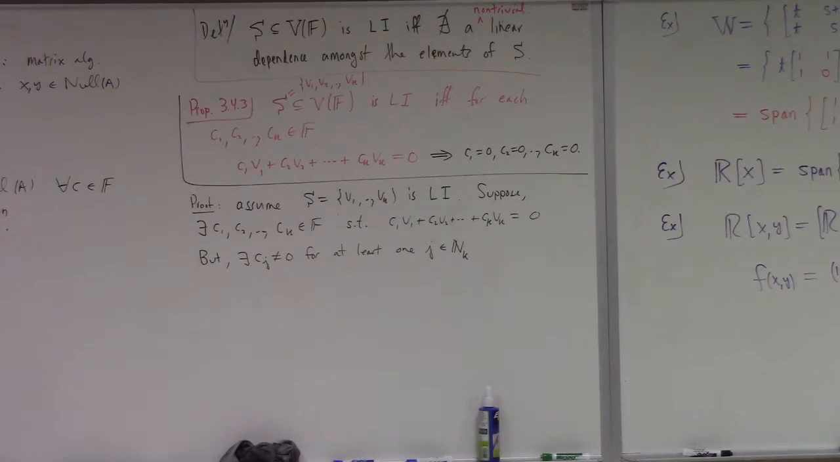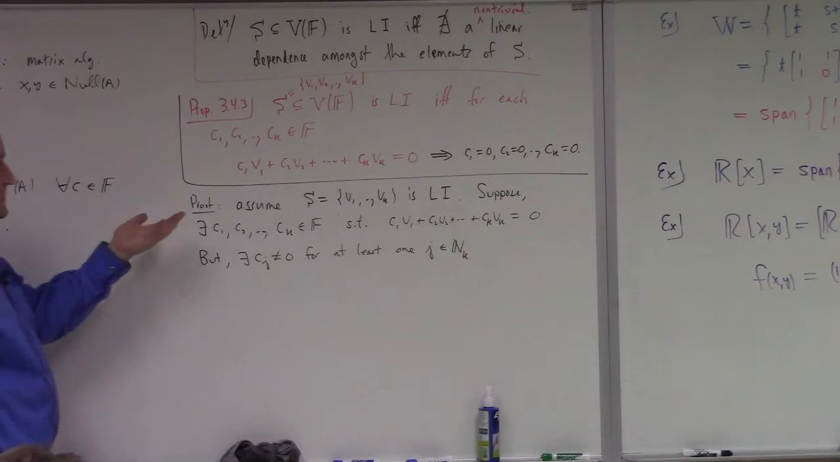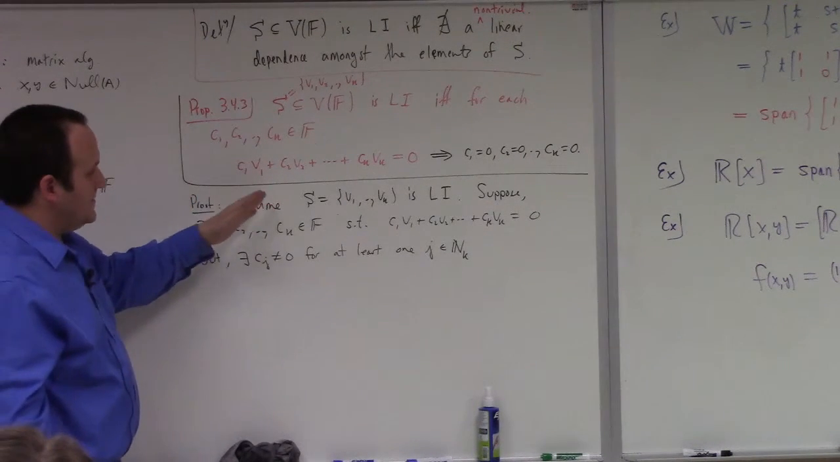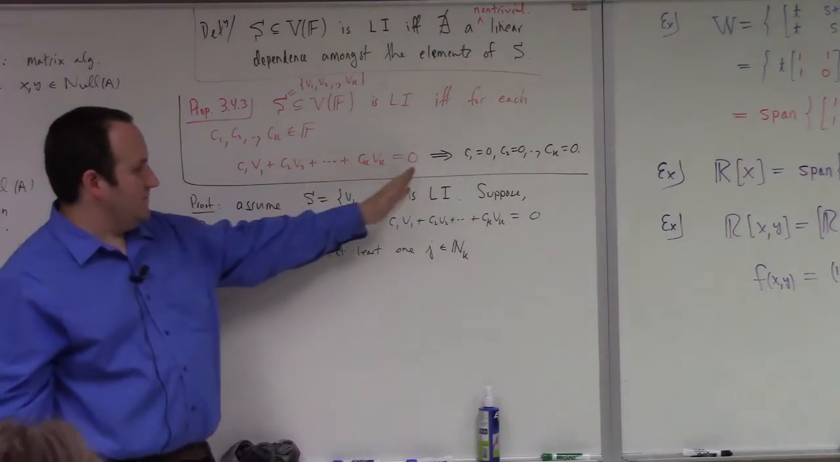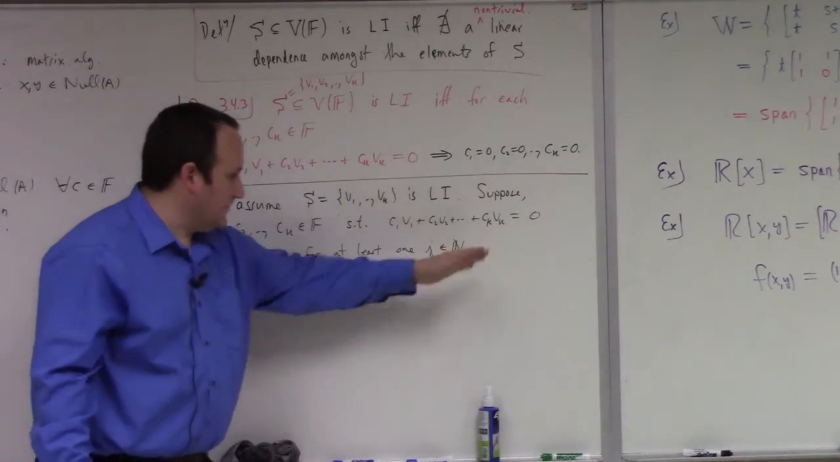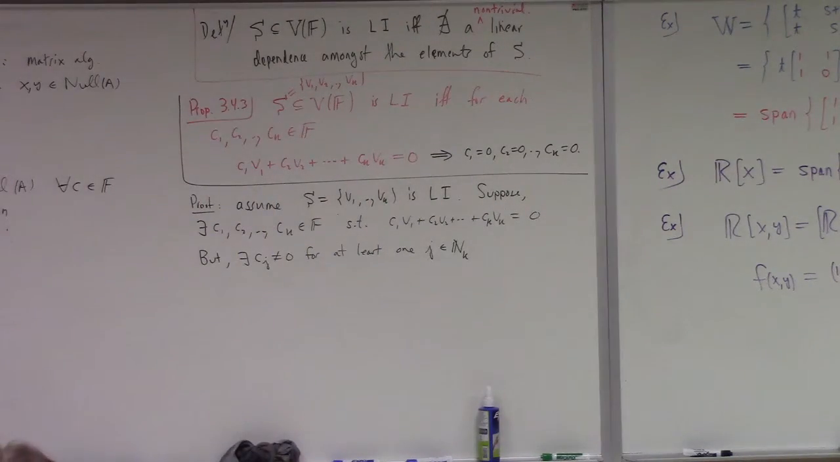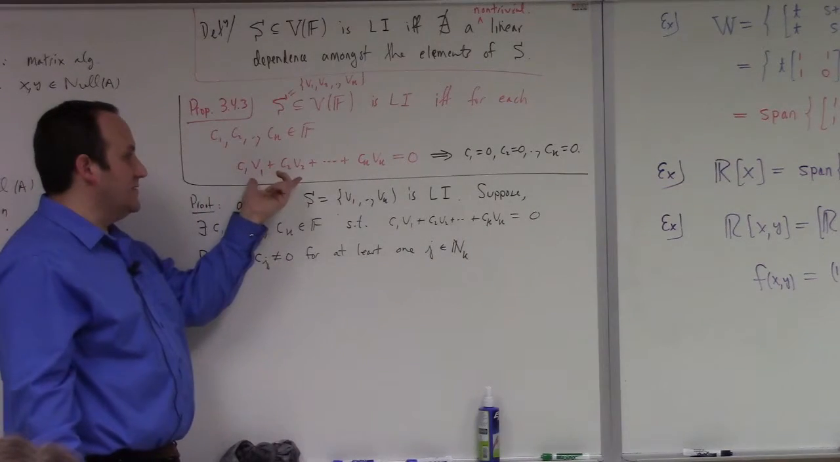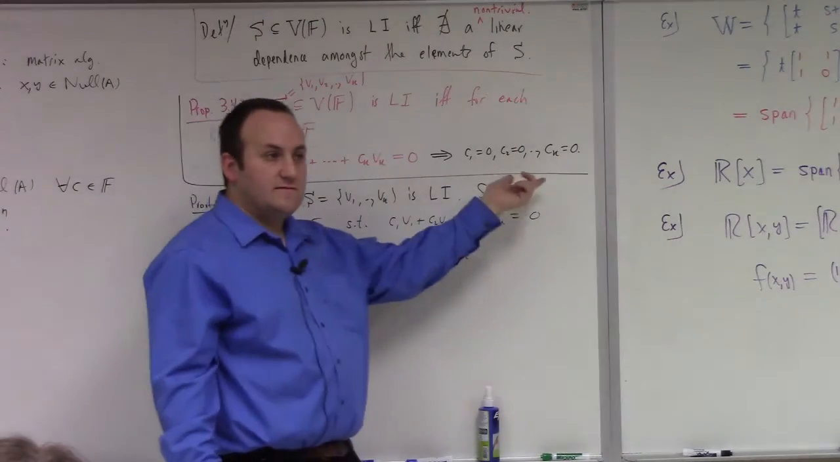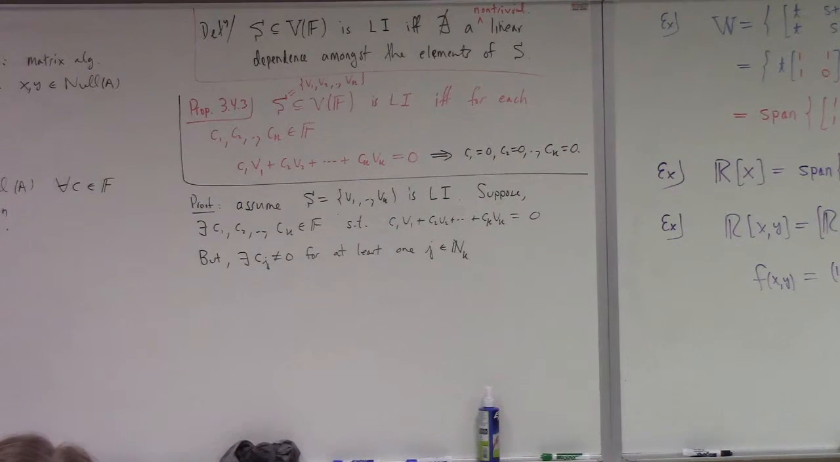You see what I'm doing here? I'm assuming that you've got a linearly independent set, and I'm assuming that its linear combination is equal to 0, and then I'm assuming that the coefficients aren't all zero. This is a proof by contradiction. Remember, that's how we negate an implication: assume that the start is true, but the end is false.